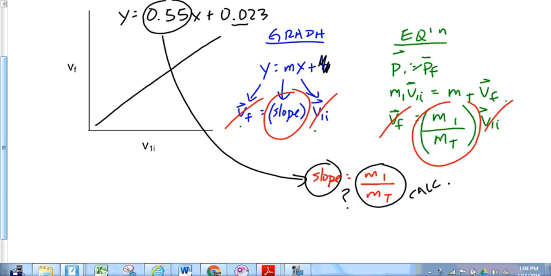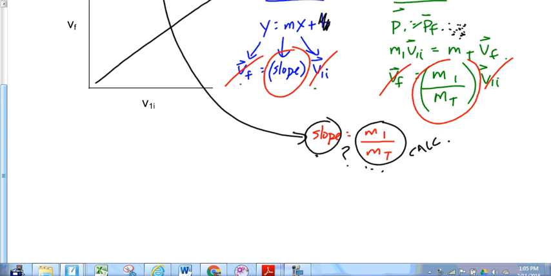Here's how you draw your conclusion. If those two values are the same, then the law of conservation of momentum must be valid. Why? Because we made an assumption here. We assumed pi equals pf. We assumed the law of conservation of momentum is valid. If these two numbers equal each other, then the assumption that we made must be correct. Does that make sense? We would have gotten a completely different number for m1 over mt compared to the slope if the assumption that we made was wrong. So compare those two numbers. If they're the same, then the law of conservation of momentum holds. If they're different, then it doesn't hold.